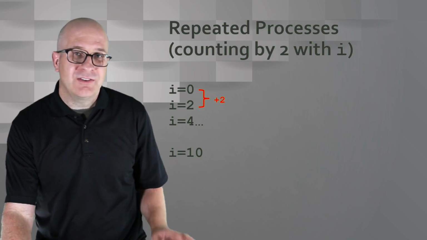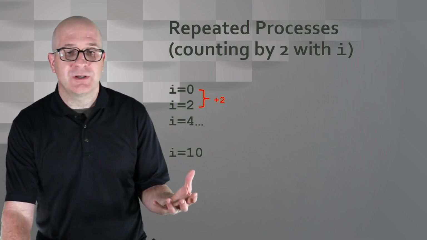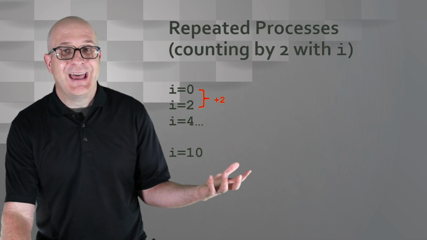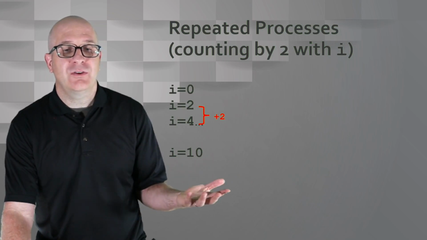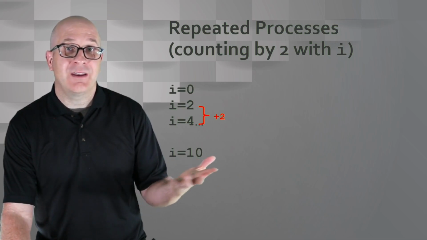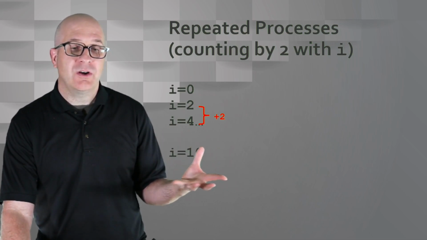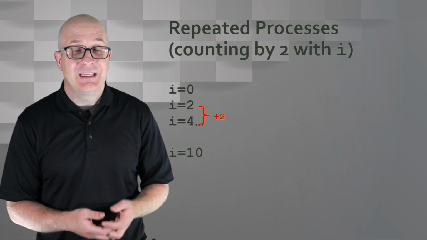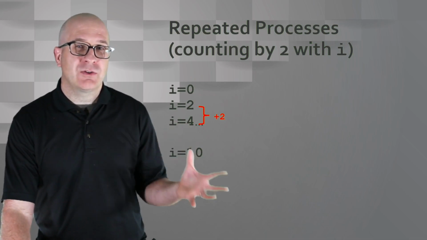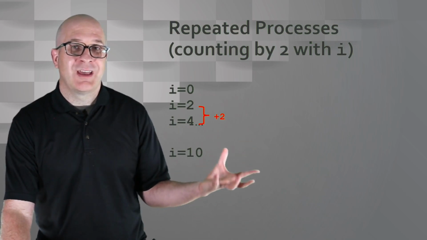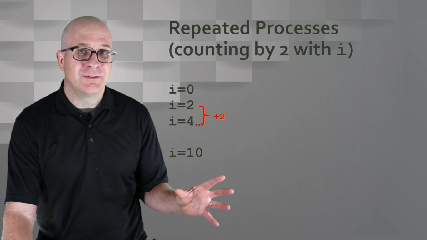And that process, in this case, was we added 2 to the previous number. So we took 0, added 2 to it, and we got 2. If we then take 2 and we add 2 to that, we get 4. And if we keep adding 2, we're going to end up at I equals 10. So I'm going to show a pictorial representation of this as a flowchart with all the processes involved in it.